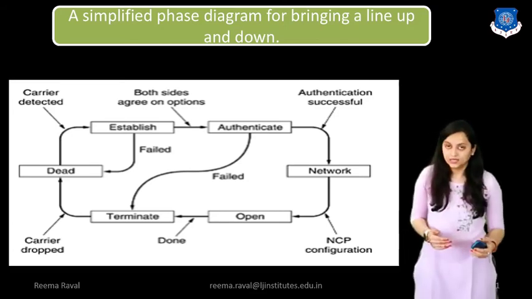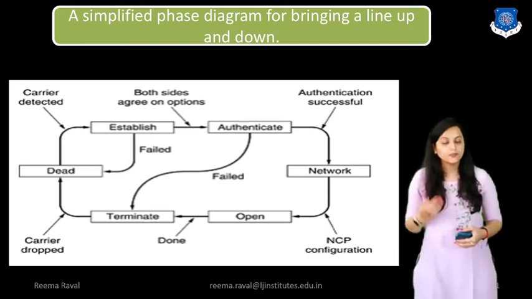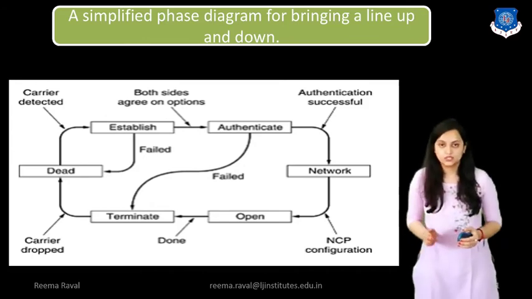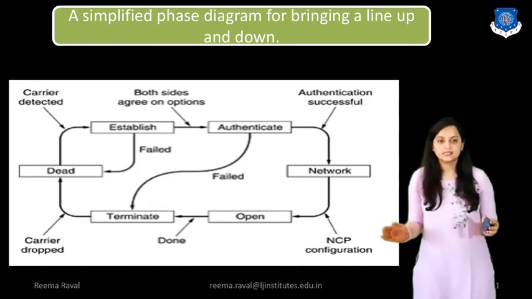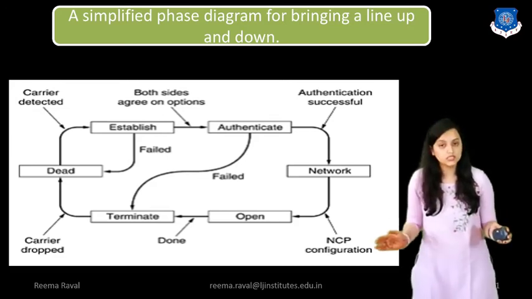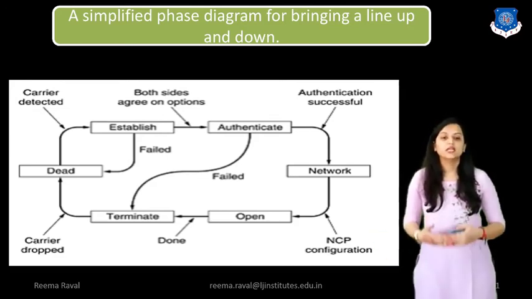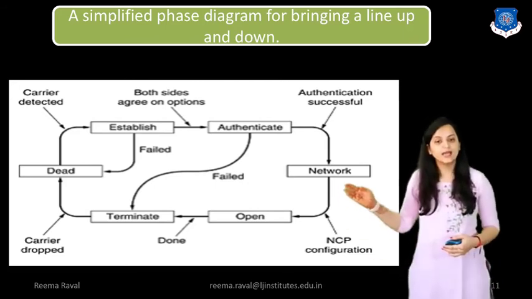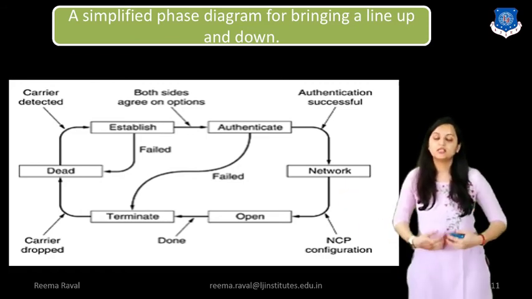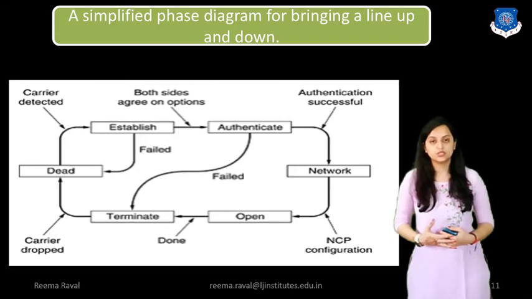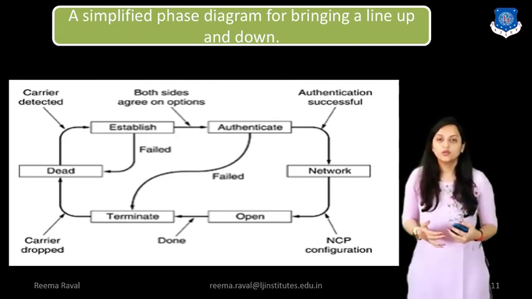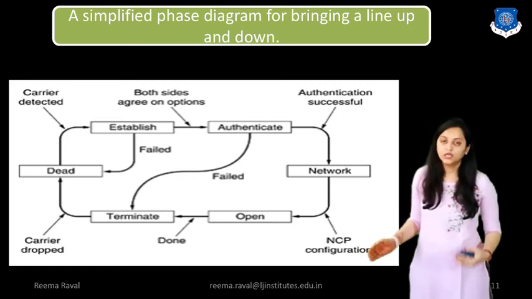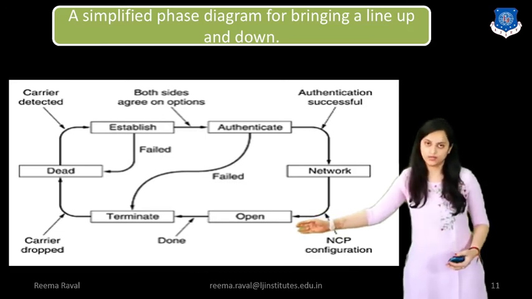When the carrier is detected, that means when data is to be transmitted, it will establish the connection. So after the dead state, the next state will be the established state. When both sides, that means the transmitter and receiver or both nodes, agree on the options, it will come to the authenticate state. After the authentication is successful, the next state is the network state. That means the network is now provided to the users for their transmission. In this state, the NCP configuration is done, that means network control protocol configuration is done. Once it is successful, the network is open for transmission.